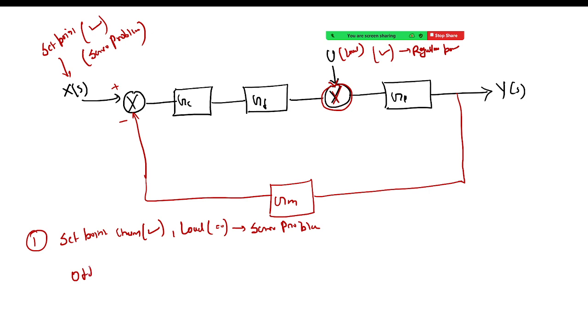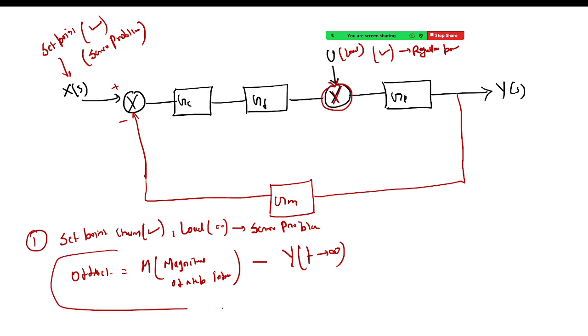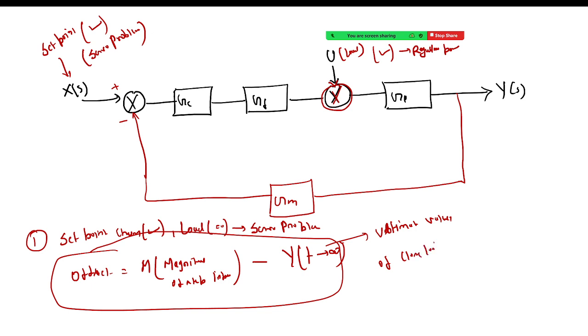For that, we have seen offset is equal to M, that is the magnitude of a step input, minus y when t tending to infinity. This is only valid for a step change input, and this is your ultimate value of your closed loop response. This was the formula of your offset for the servo problem.